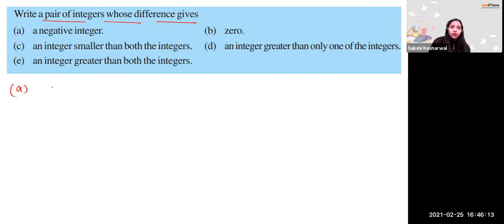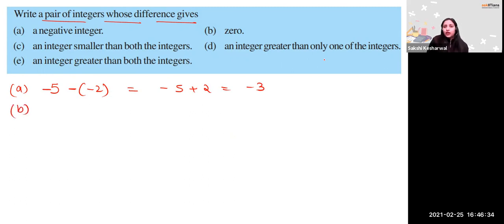So I'll write minus 5 minus of minus 2, right? Can I write this as minus 5, and the additive inverse will be plus 2? So your answer is negative 3. You have to just think of any number, right? Always go for the additive inverse. For the zero part, it will be 7 minus 7. That's it, 0.